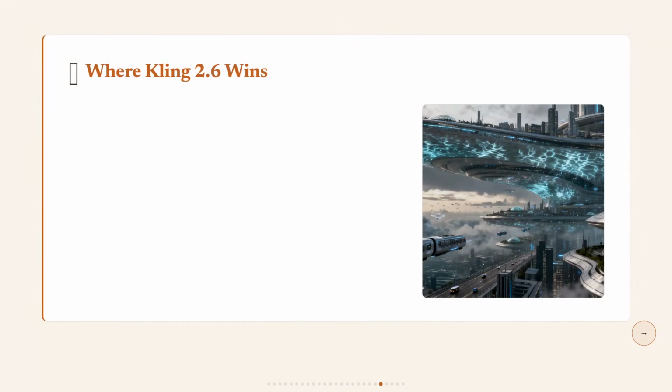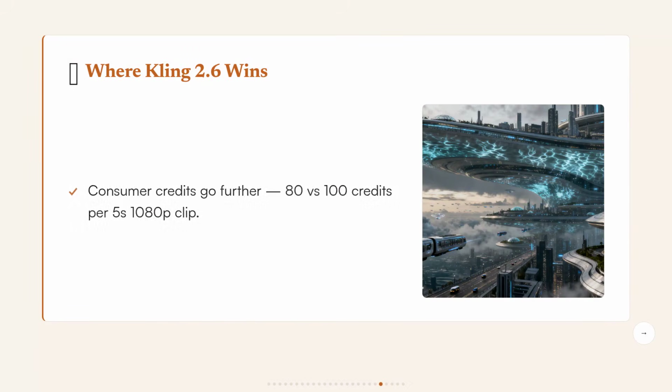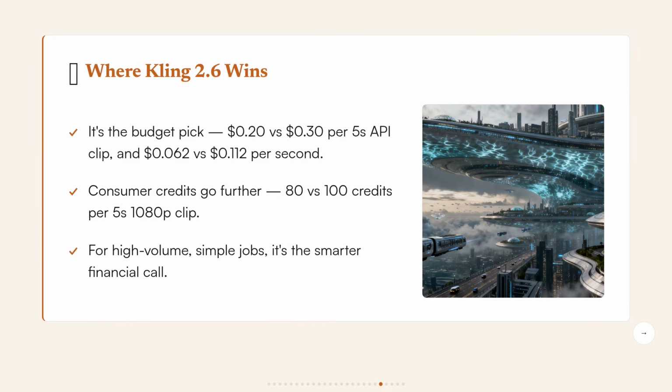So here's where Kling 2.6 is the clear winner. On cost, it's $0.20 versus $0.30 per 5-second API clip, and $0.06 versus $0.10 per second, nearly half the rate. Consumer credits go further too, 80 versus 100 per clip. If you're running high volume, simple jobs and budget is the constraint, Kling 2.6 is the smarter financial call, full stop.